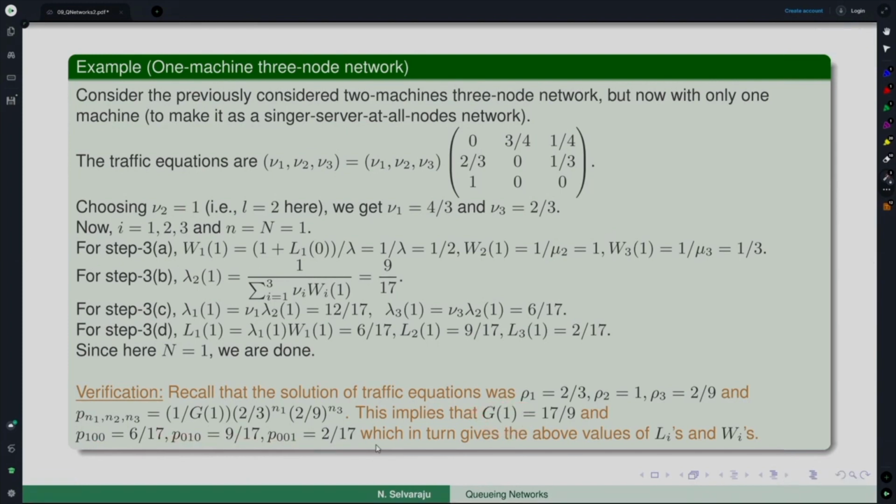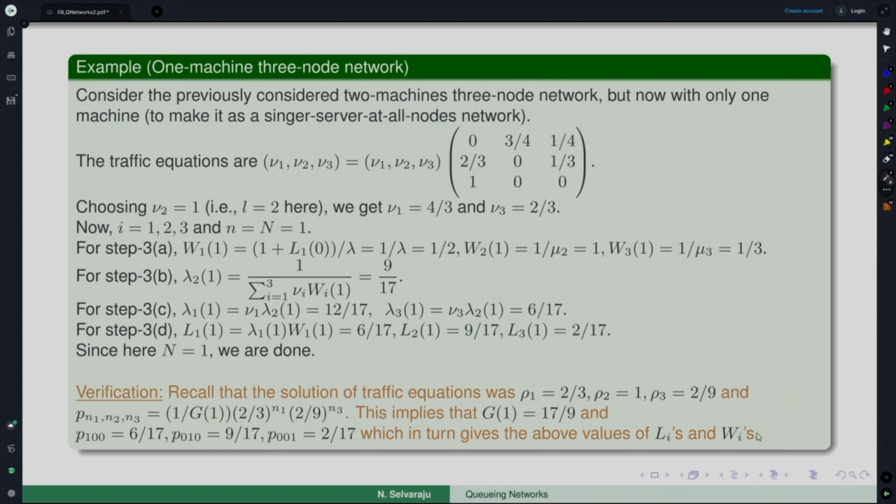But if you want to compute the joint distribution at any cost, you have no choice, you have to compute it. If you are interested only in the mean values, then one can directly apply the MVA algorithm, which might be very simple to apply because you are directly computing the mean values. This is a verification that you can do, you can look at it.